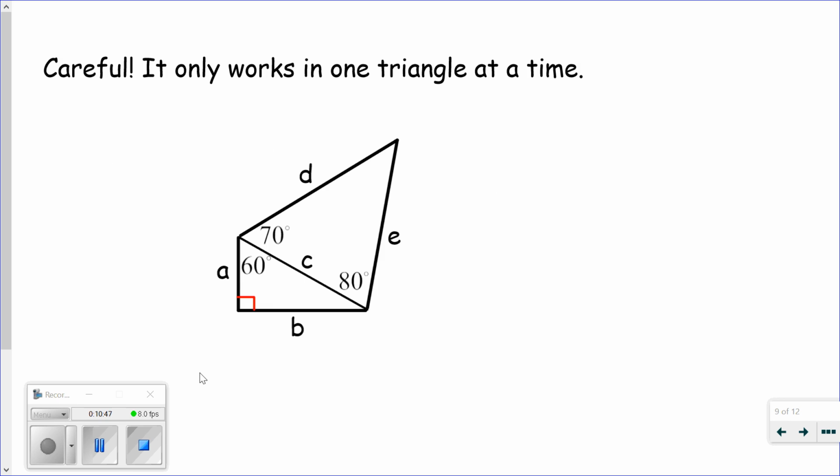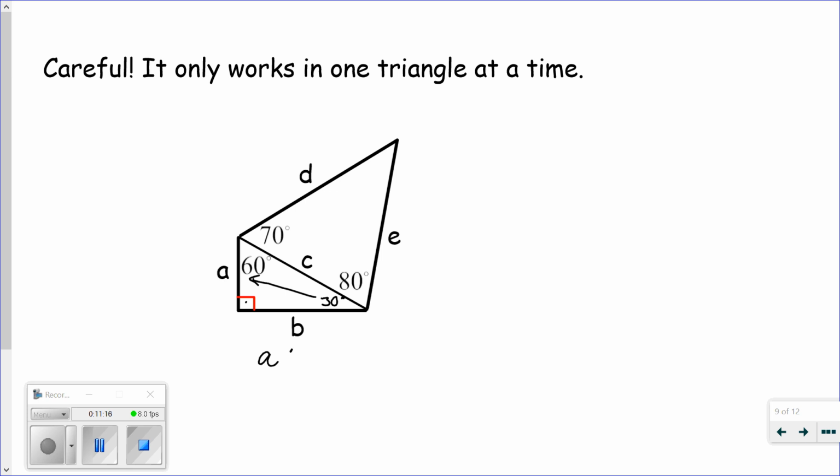It only works for one triangle at a time, so I'm not going to go through and try to figure out all of the side lengths for these. If I go through and try to do this, let's take a look at how this works. If I know this is 90 and this is 60, it gives me 150, and that's going to be 30, right? So if I look at that bottom one, opposite the smallest angle would be A. So I would have A, right?